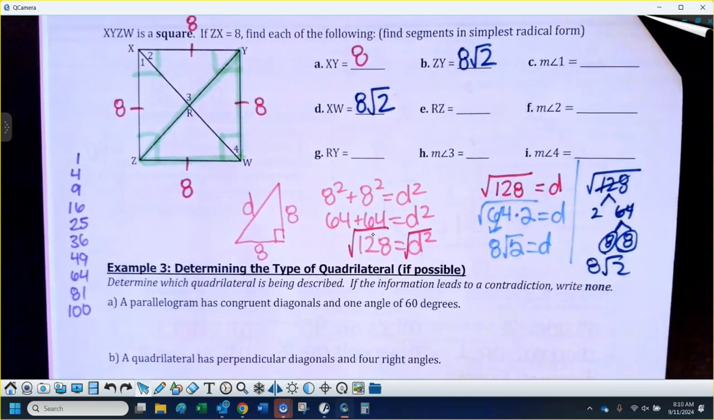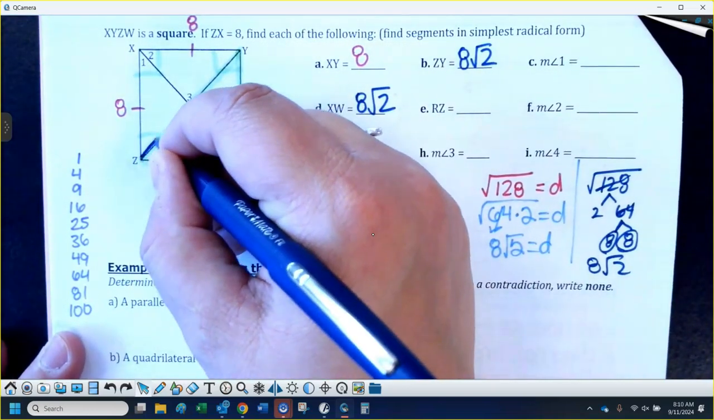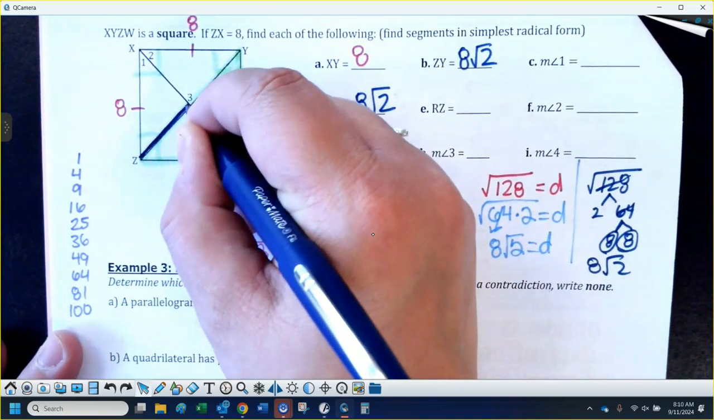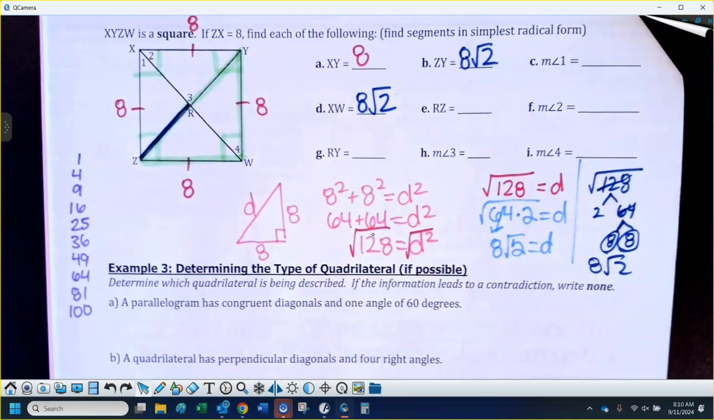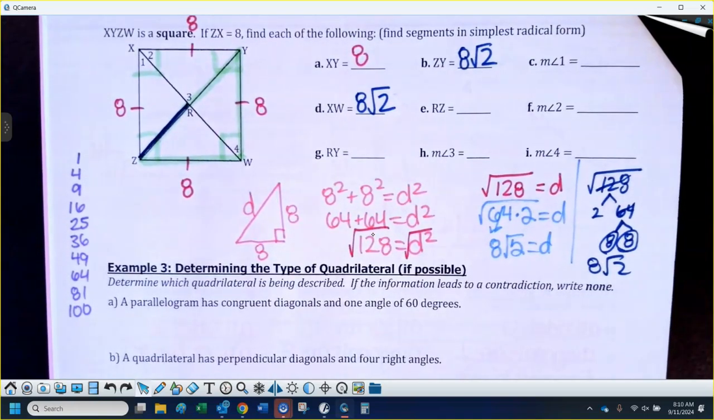I'm just going to deal with the segments first, and then we can go back and deal with the angles. Okay. Now, extremely tricky. If I just ask you for R to Z, that's just half the diagonal. If the whole diagonal is 8 radical 2, what would half of that be?